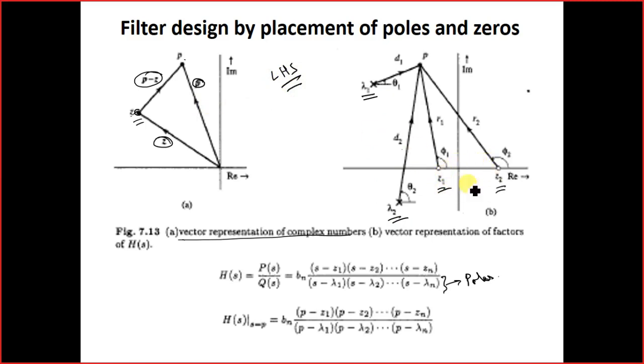If you see Z1 and Z2, they are present both in the left hand side and the right hand side. That means zeros can be placed anywhere on the Laplace plane. And then we are telling that we are interested in the point P. So we are finding out the distances between these two, say D1, D2, R1, R2. And also we are finding out the angle to this point P.